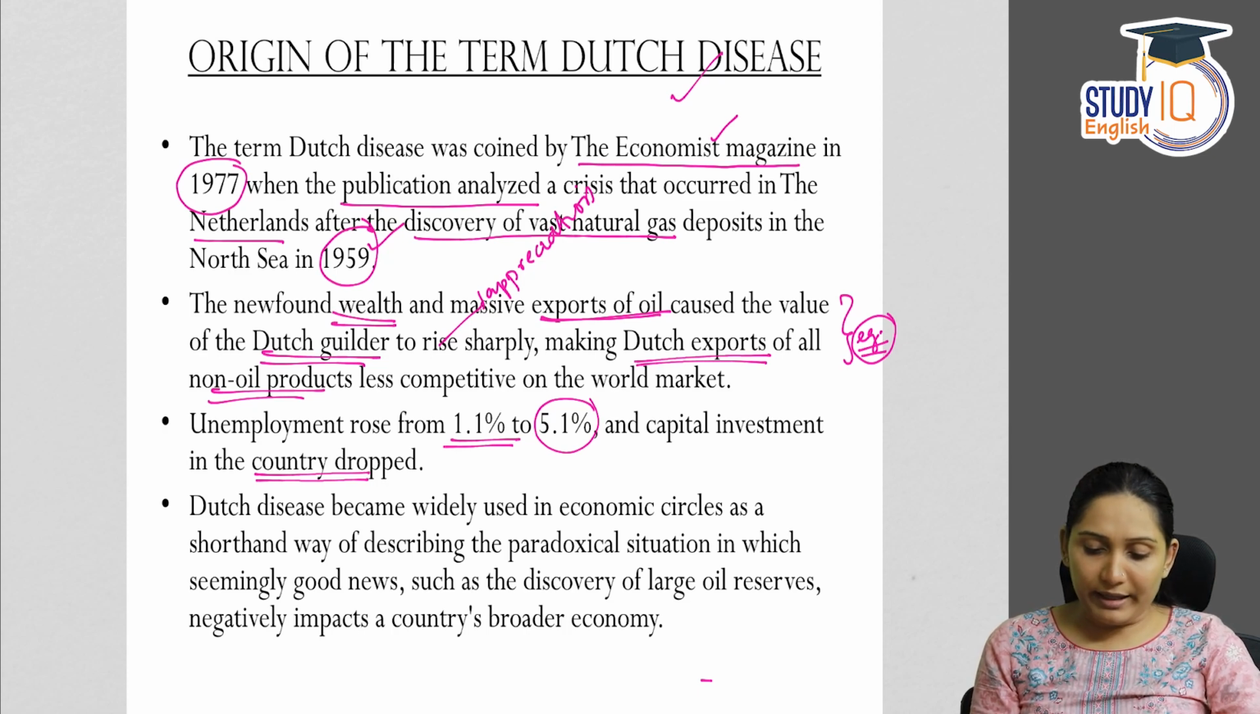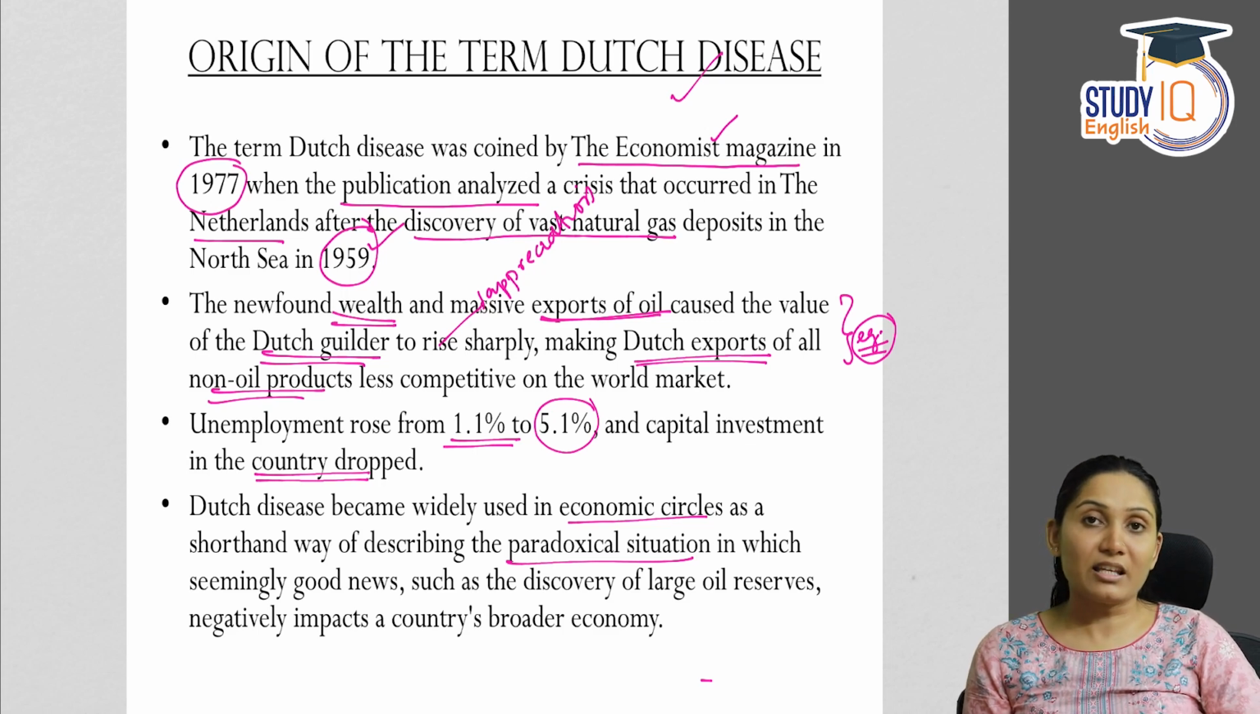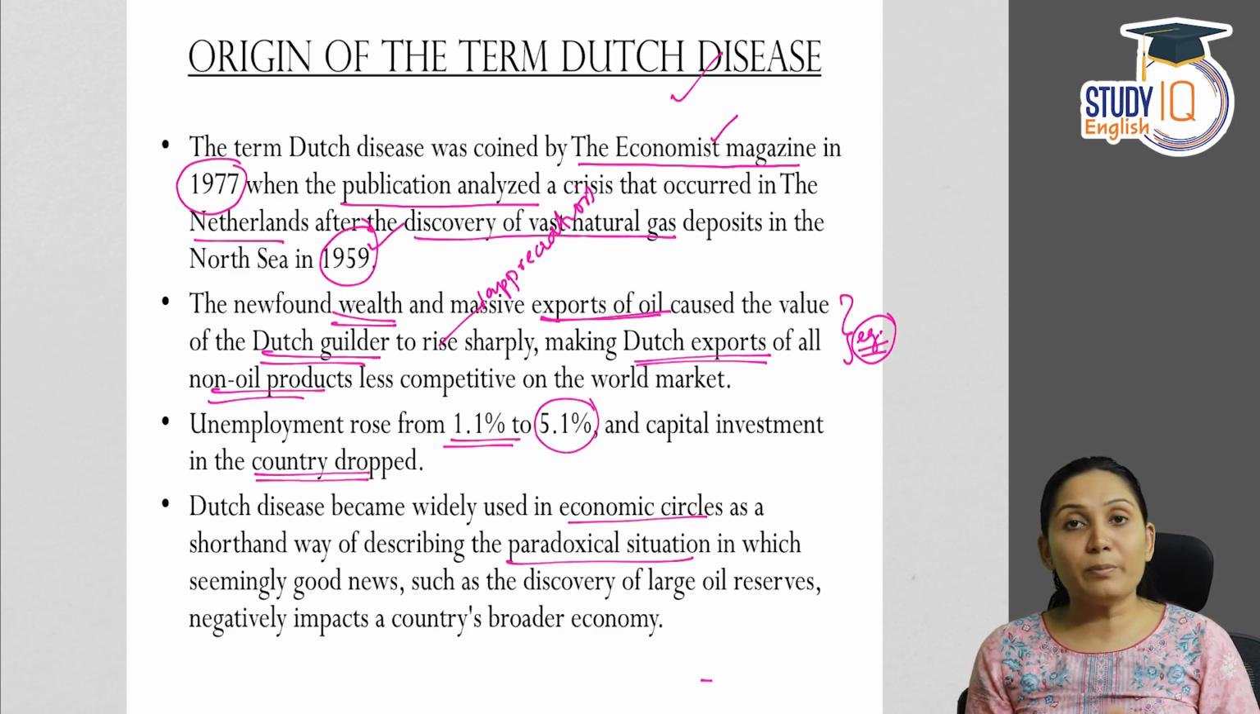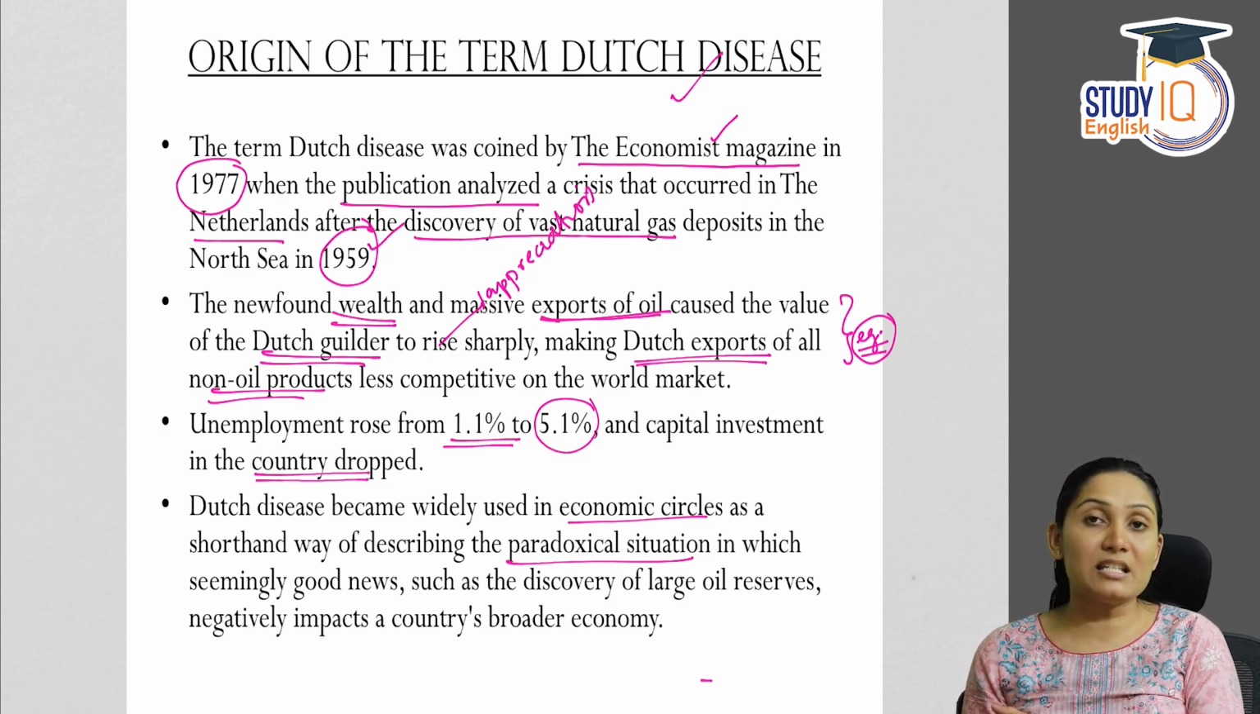Dutch disease became widely used in economic circles as a shorthand way of describing the paradoxical situation. See, this is a paradox. On one hand, a country has gained huge natural resources which could be used towards the advantage of that country. But on the other hand, it is at the cost of other sectors. So that's why it is a paradoxical situation.